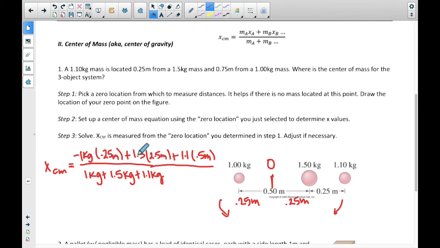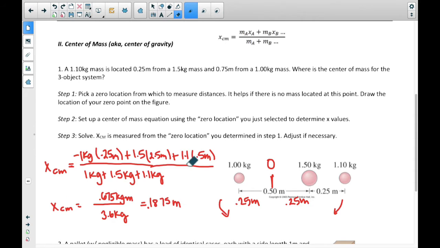Okay, I am going to add all of these up and see what I get. First of all, just a mistake I made here. I said 2.5. It should be 0.25, so make sure you change that to 0.25. And so then when I add my numerators together, I get 0.675 kilogram meters. When I add my denominators together, I get 3.6 kilograms.